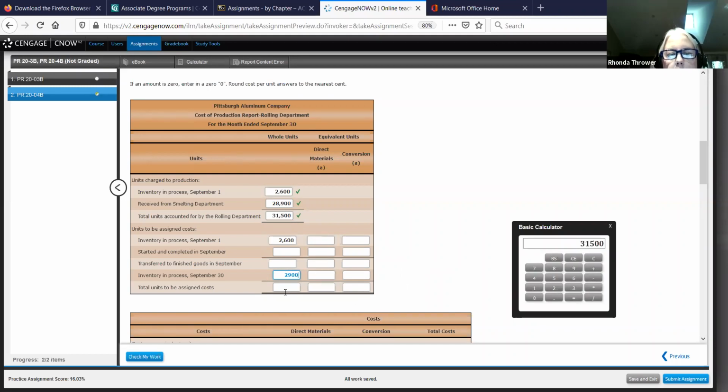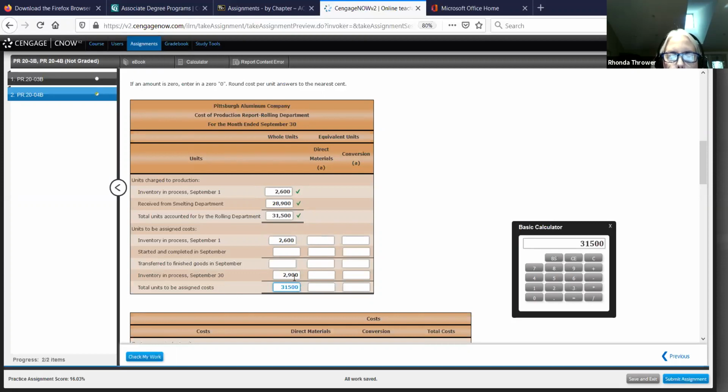All right, and another thing that we know right now, that total units to be assigned cost has to reconcile with the total units accounted for by the rolling department. Since we know the total units accounted for is 31,500, we know that 31,500 is our total units that we have to assign cost to. Does this make sense to you so far? All I did is I plugged in the information that they've given me.